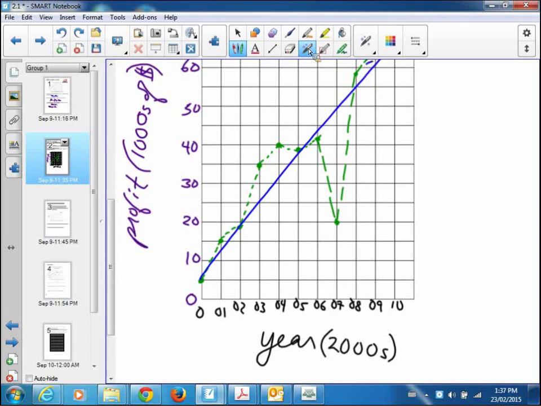In general, everything's increasing, right? There's a huge exception in 2007. Who knows what happened? There's a small exception right here too, where in 05, it dropped a little bit. You should be able to read a graph and do a little bit of explanation too, right? So a general increase in profit over the years, but a slight exception in 2005, a huge exception in the year 2007. That's the way you write that one up.